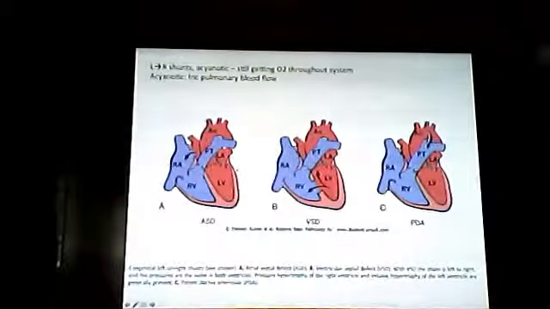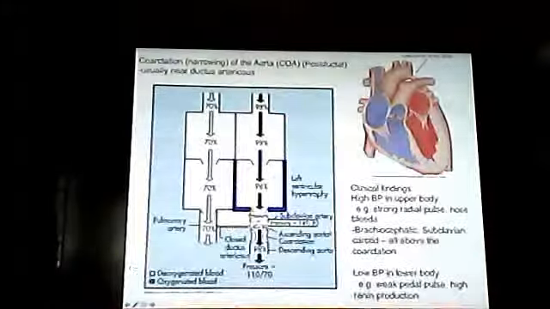So again, left to right shunts, you see they're acyanotic because you're getting enough oxygen to the system, and then you have increased pulmonary blood flow. So atrial septal defect, ventricular septal defect, and patent ductus arteriosus all have left to right shunts.